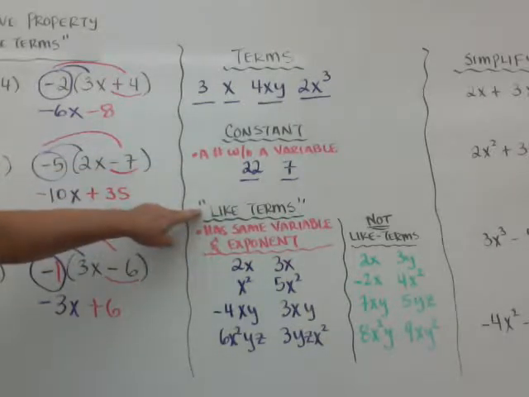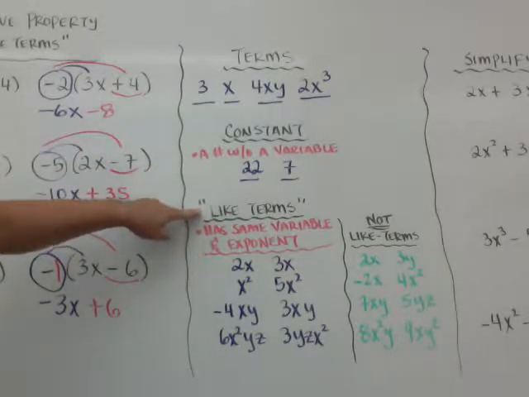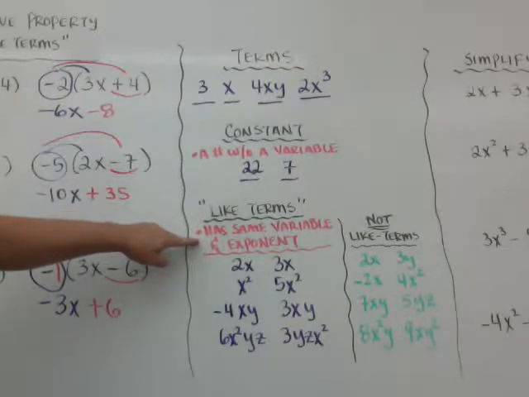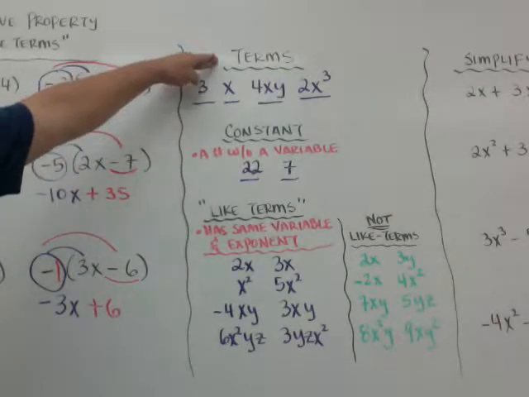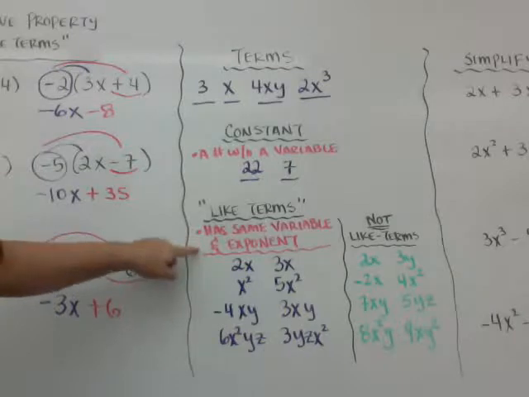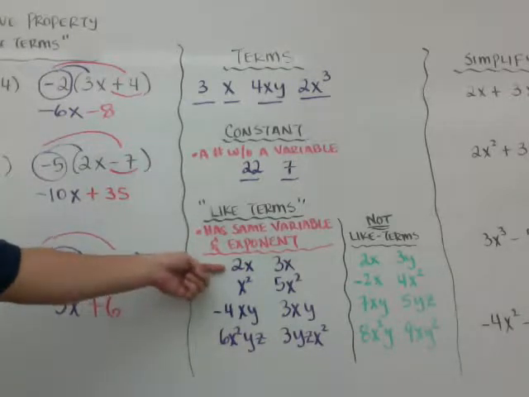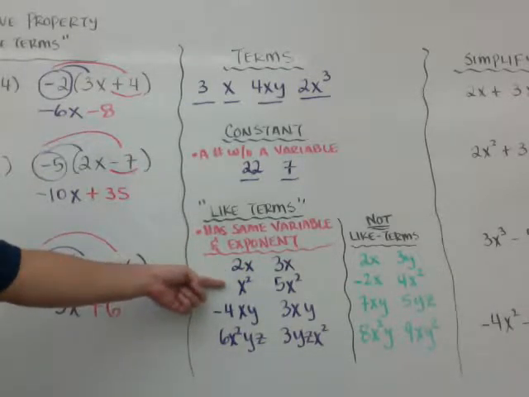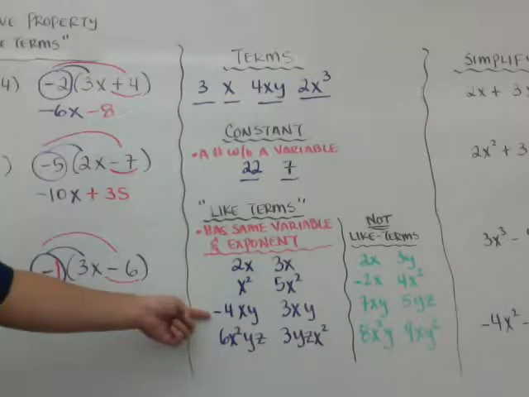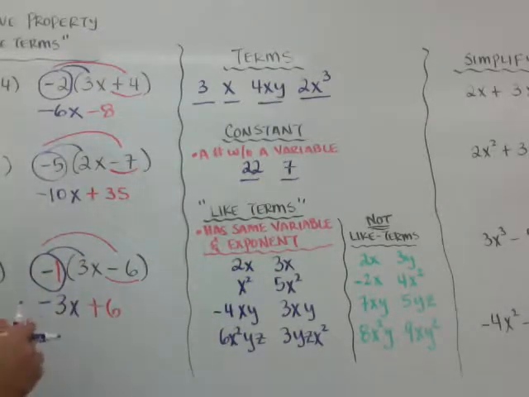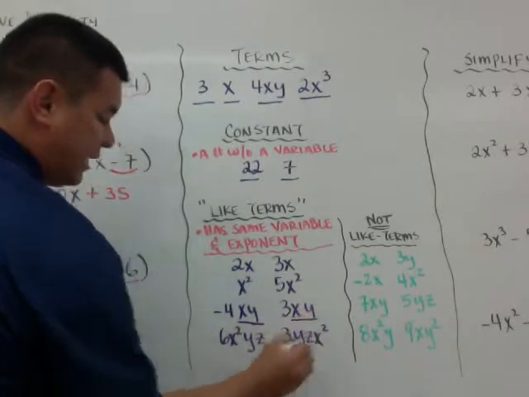Like terms, here's where you come to like terms. Like terms have the same variable and exponent. So they're terms with the same variable and exponent. So for example, 2x and 3x are like terms. x squared and 5x squared are like terms. Negative 4xy and 3xy are like terms because the x and the y are the same.